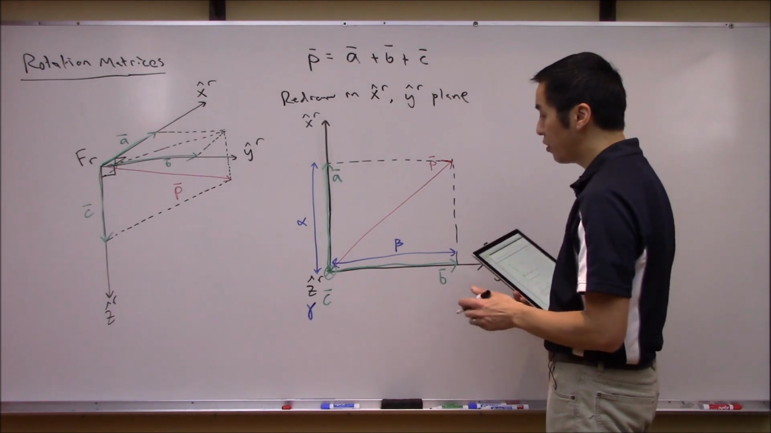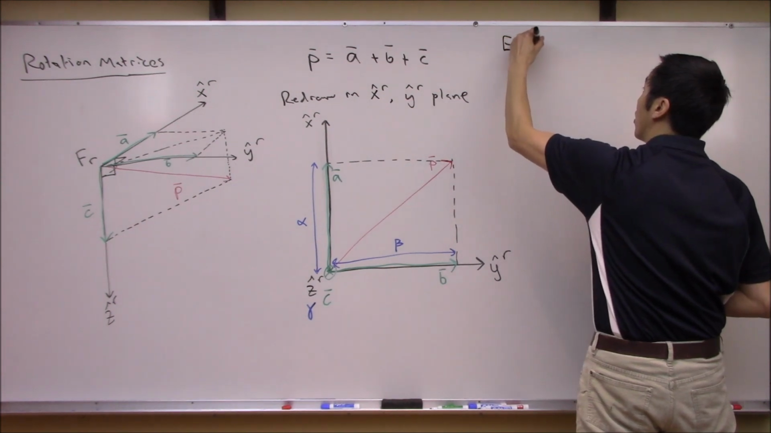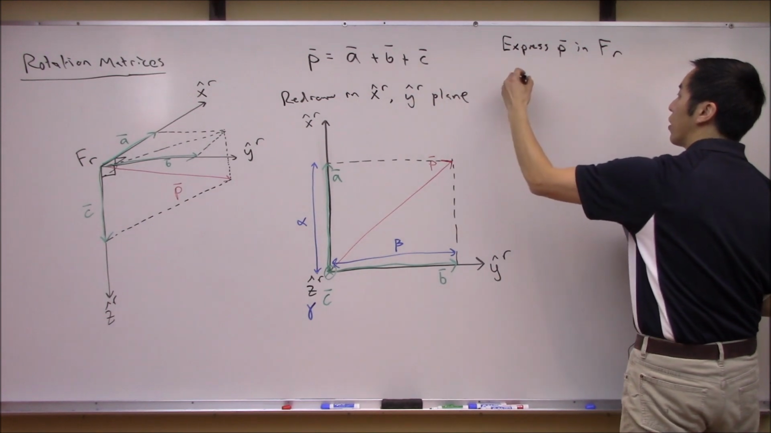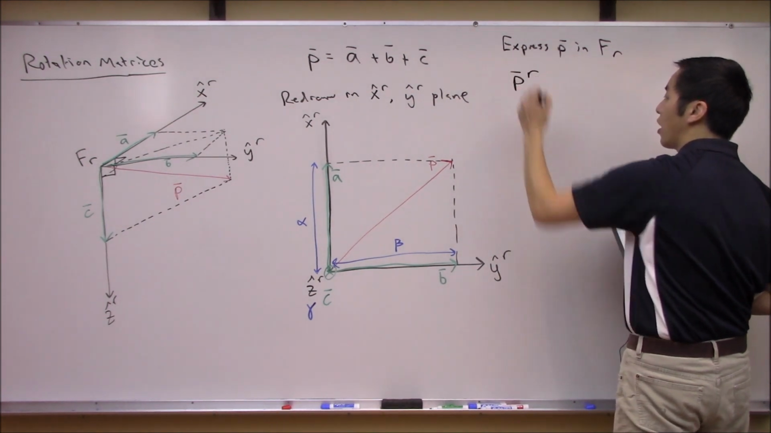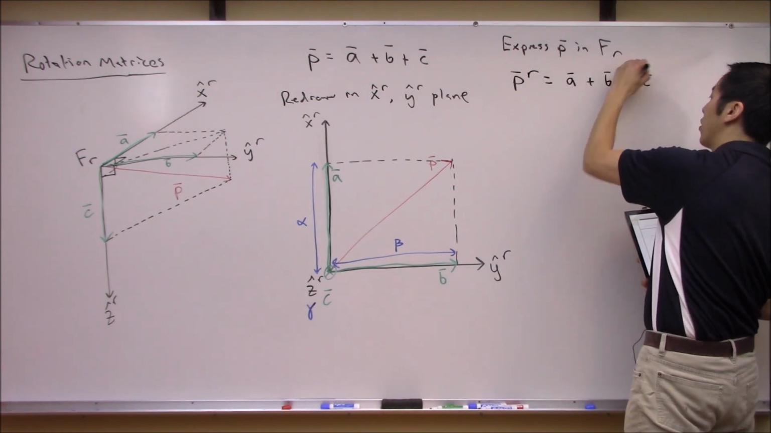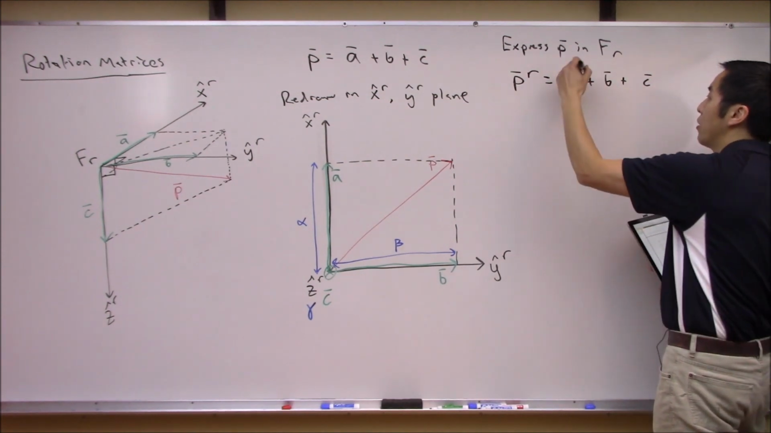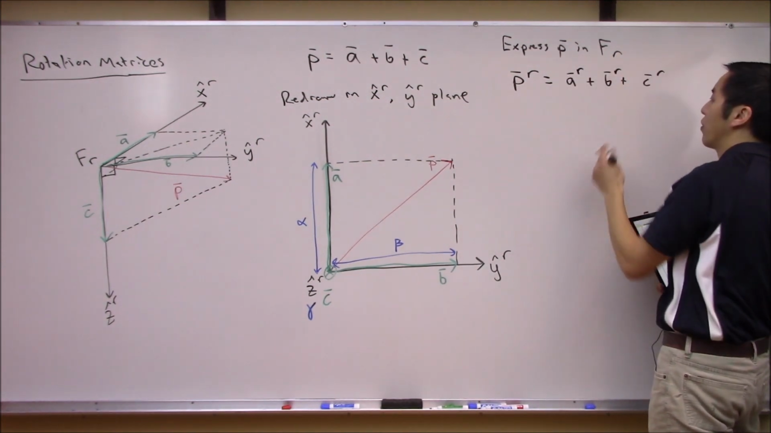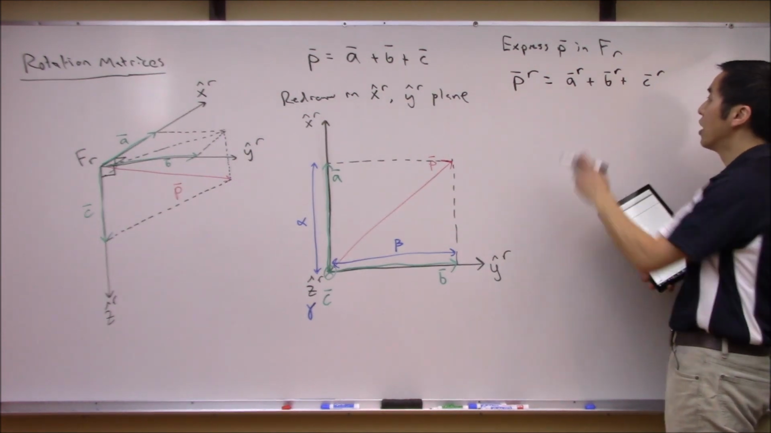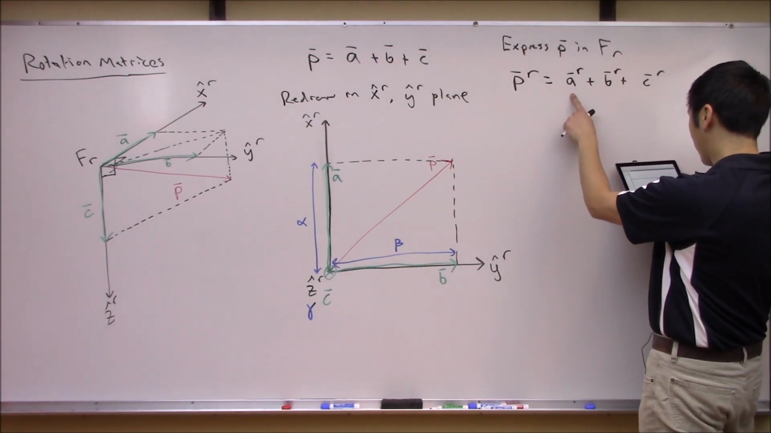The reason I want to do that is because now we can consider expressing P in frame R. In other words, I want P in R, which we said is A plus B plus C. But if I want to add these things numerically, they all have to be in the same coordinate frame. So I need to put superscript R's on all of these. If I want to add them all together and make the numerical values match, they all better be in the exact same coordinate system. Okay, so let's think about this.